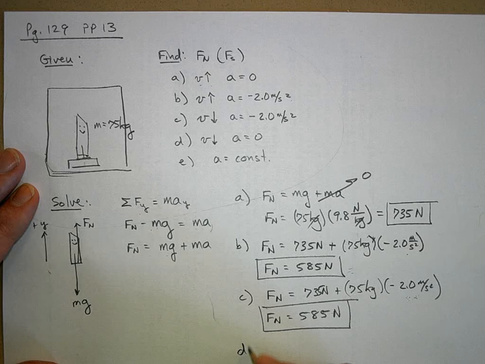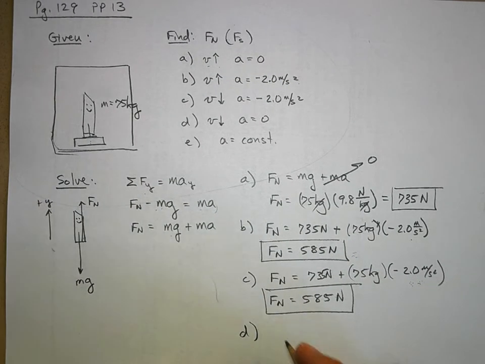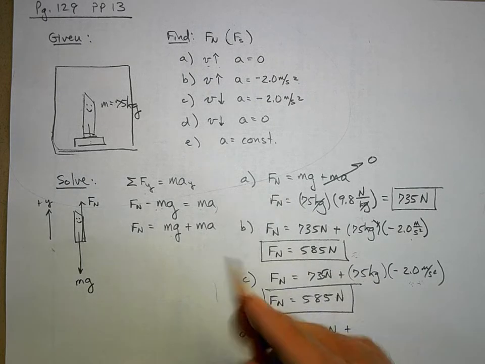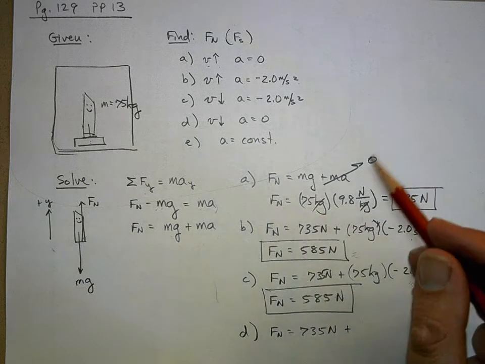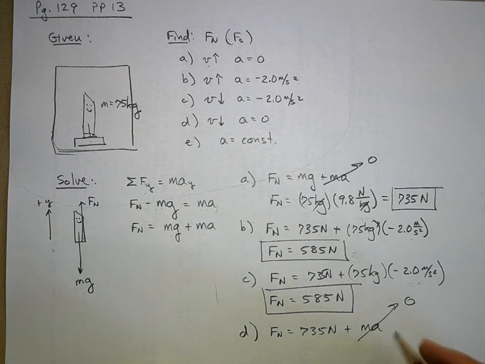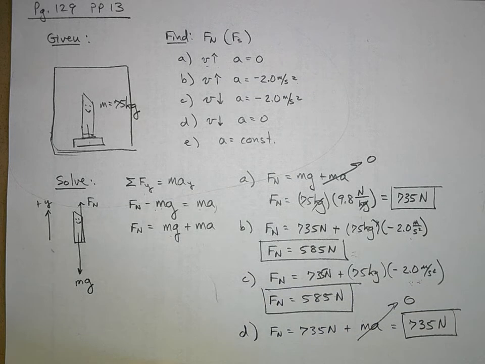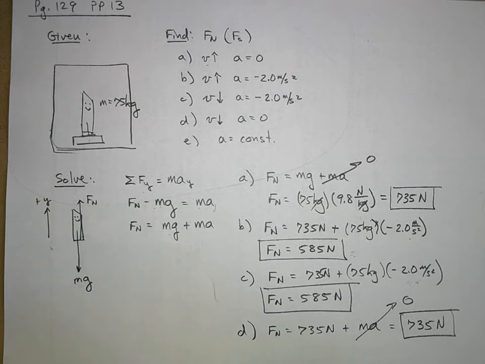And for part D, the normal force is equal to your weight plus, now it's just ma again, but your a is 0 here, so it's just going to be 735 newtons. That is, you're going to feel like your normal weight.